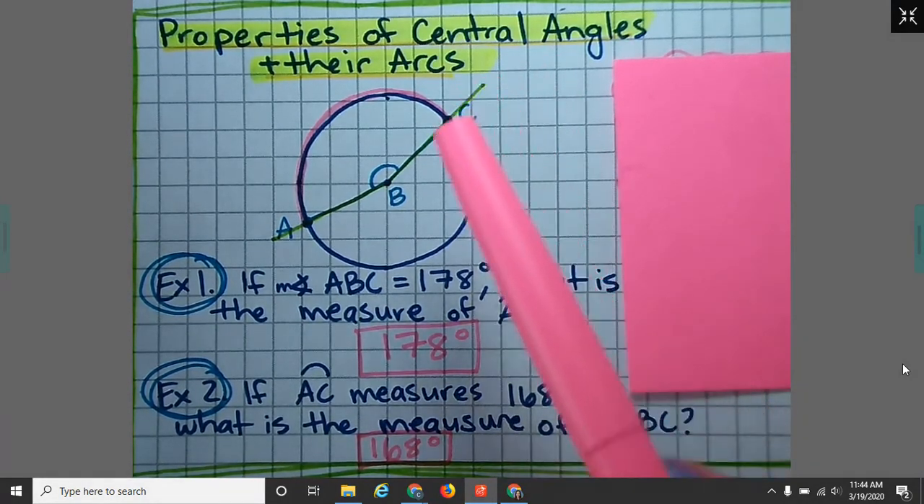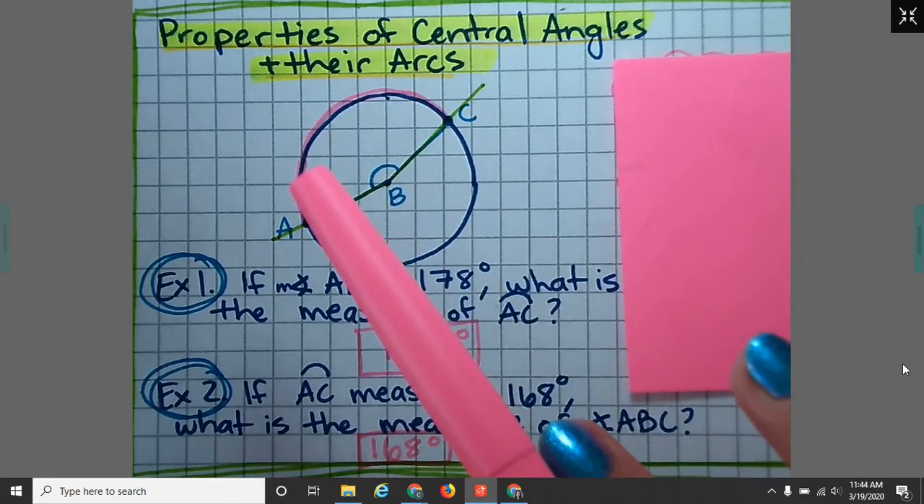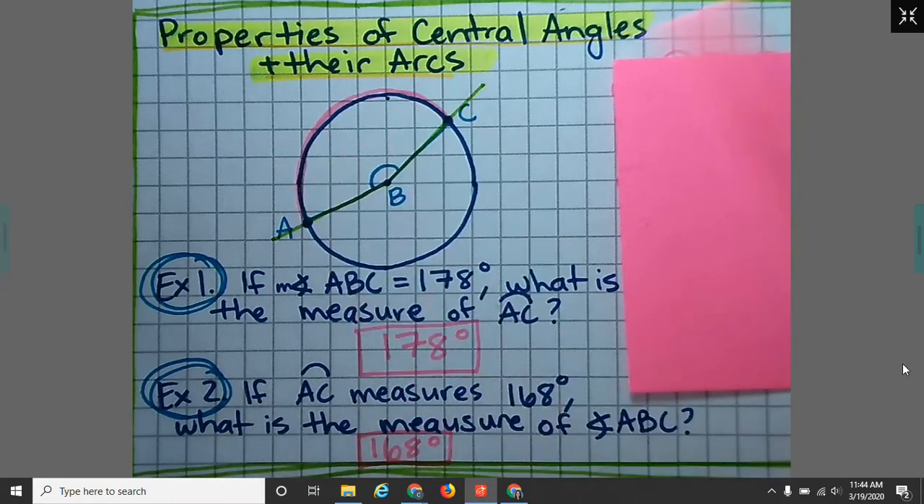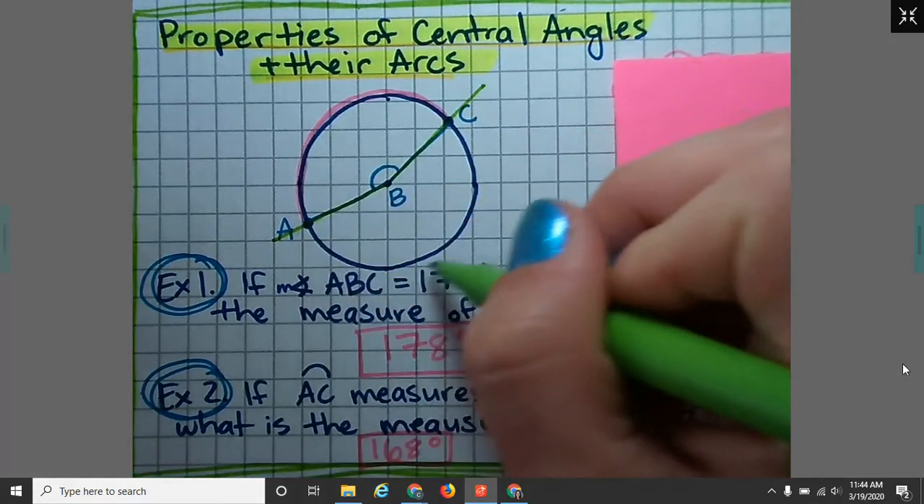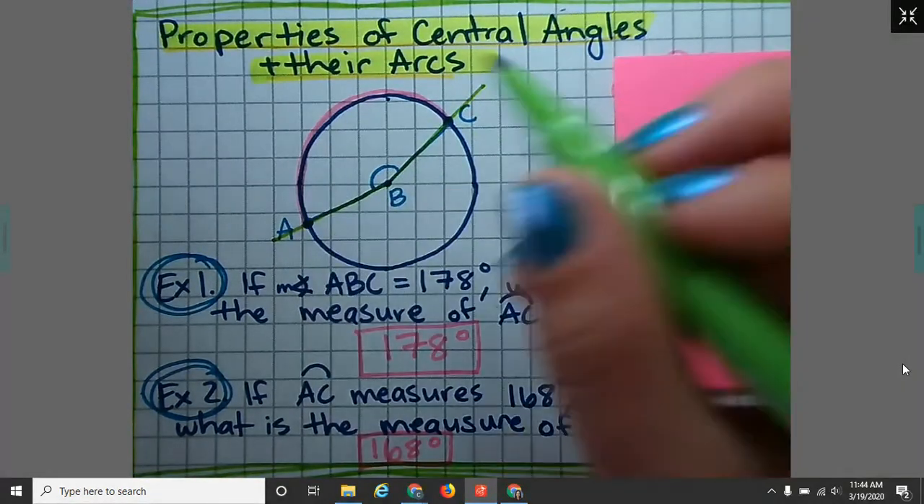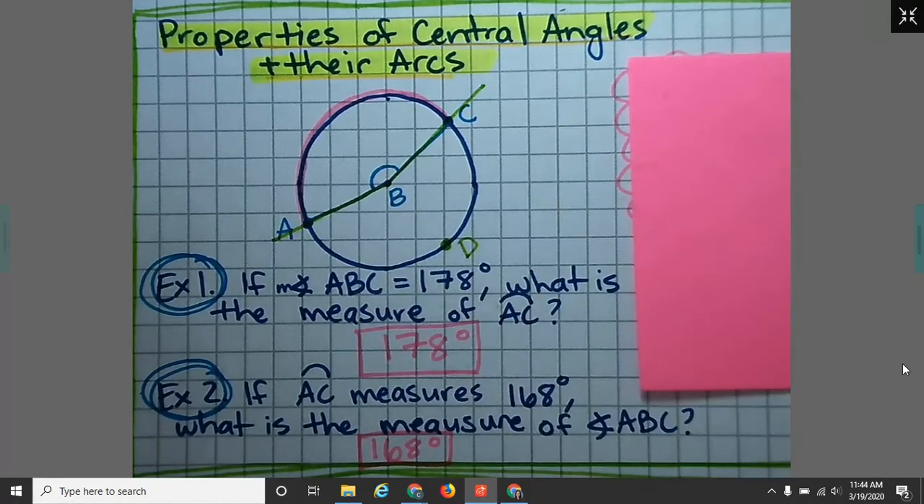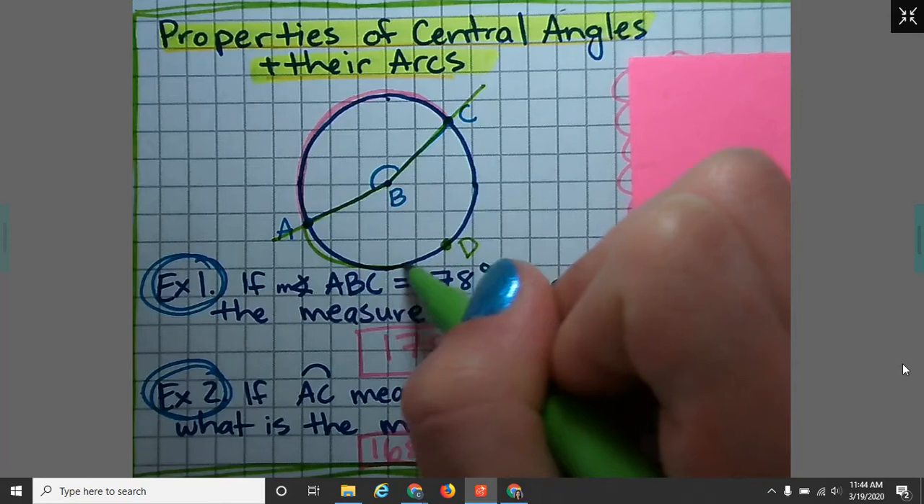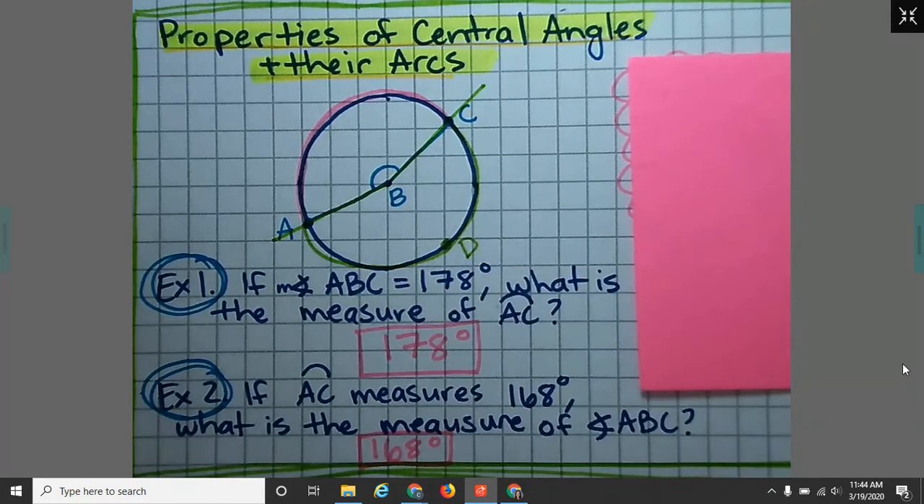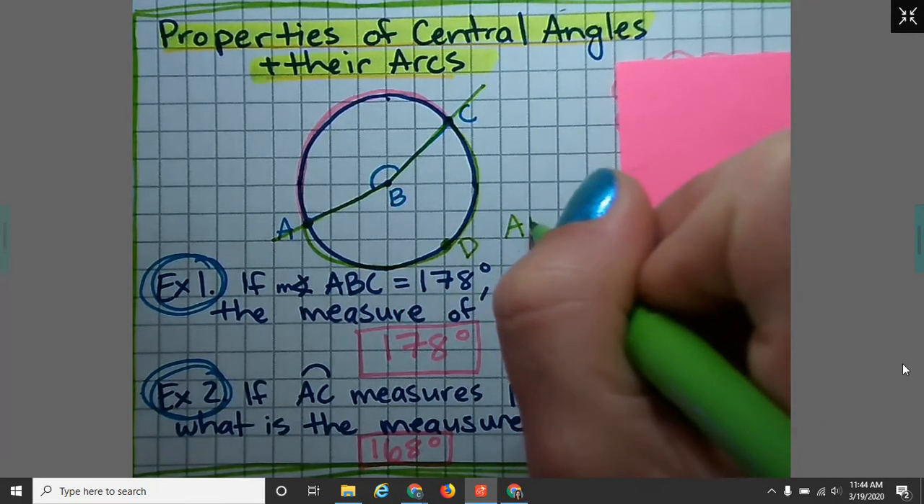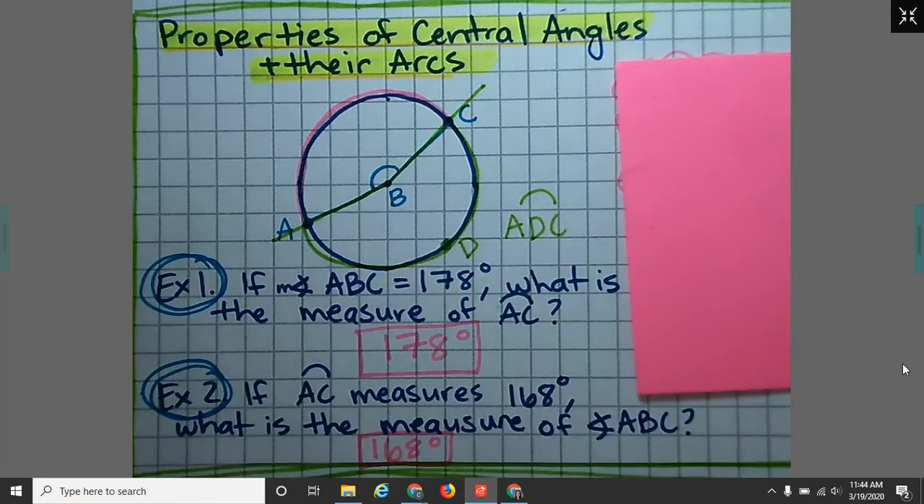Another thing that I need to tell you about is that this is a minor arc, which is what we're going to be working with a lot of the times. But you can also have something called a major arc. So a major arc is always going to have 3 letters in it. So if I had like this as point D, then I could call this major arc ADC. So ADC would be a major arc.